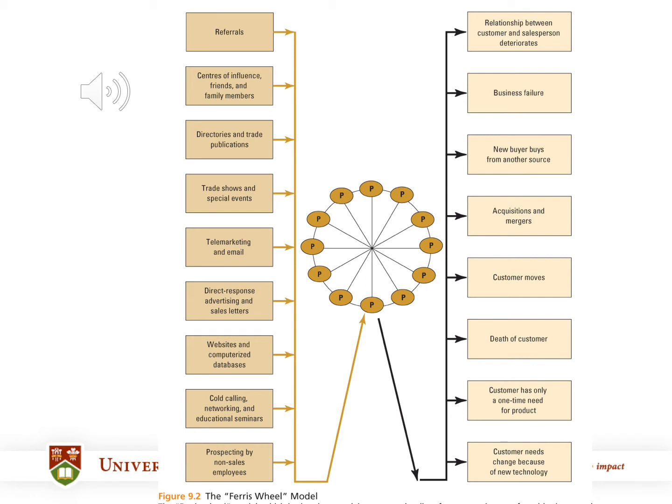of prospecting ideas. On the right-hand side in that column is all the reasons why a customer may leave your prospecting list. And it includes, again, moving, the death of a customer, acquisition and mergers, business failures, those sorts of things. This is a good representation of the movement of customers in and out of that prospecting list.